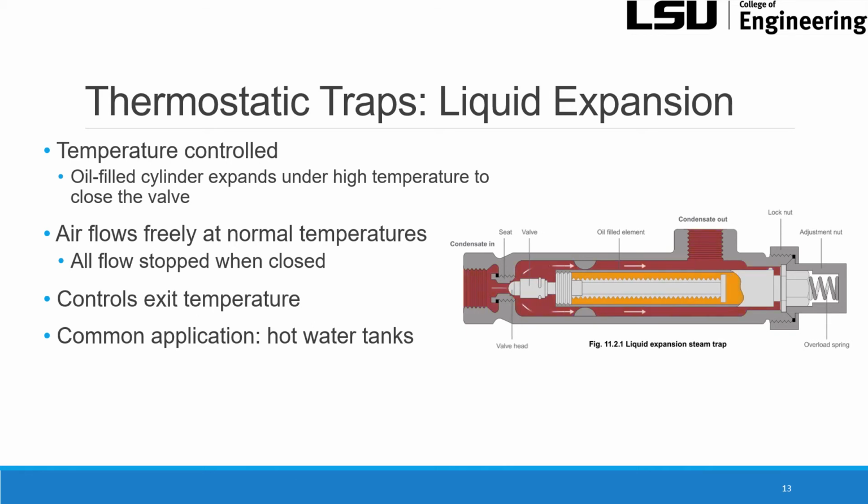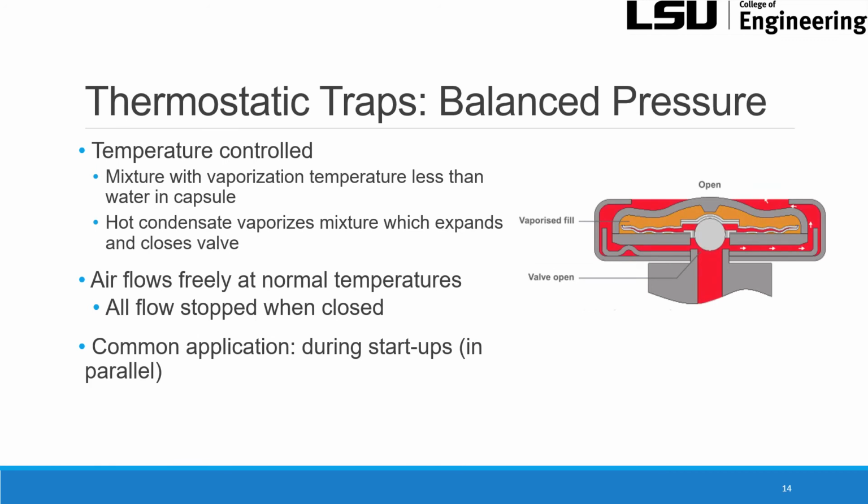The second type of thermostatic trap is the balanced pressure trap. As we know, this trap is temperature controlled, and it's temperature controlled because that yellow and orange liquid that you see in the figure is actually a mixture of alcohol and water, which vaporizes at a temperature lower than water. So this means that when hot steam enters and flows through the steam trap, it'll expand that mixture within the capsule, which then pushes the valve closed.